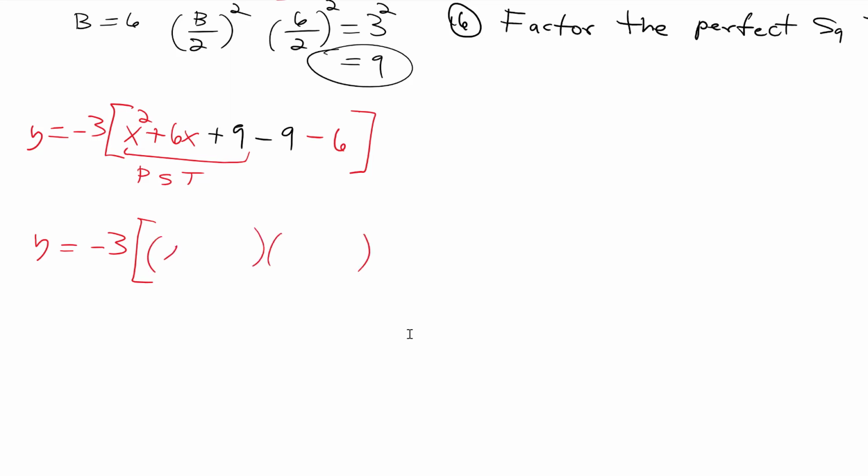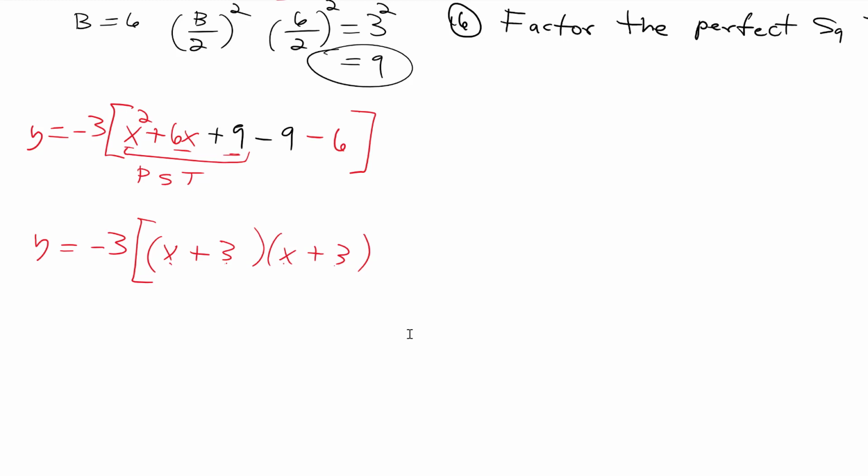So this would be (x + 3)(x + 3). And I always take a minute again to check your work to make sure that you're doing it correctly. So x times x is x squared. And then this is going to be 3x, and then another 3x here. So that's going to be 6x. And then 3 times 3 is 9, positive 9.